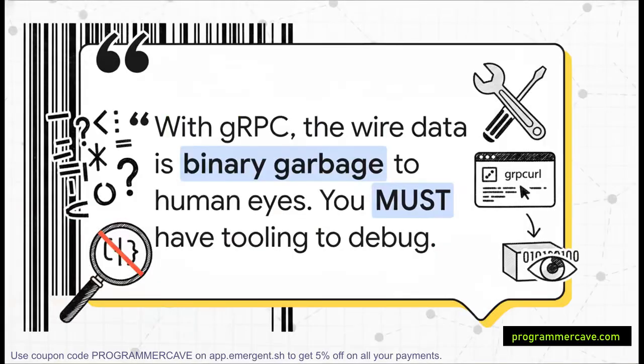But, and this is a huge but, here's the trade-off. That barcode is completely unreadable to you and me. When something breaks in production, you can't just curl an endpoint and see a nice, clean JSON response.